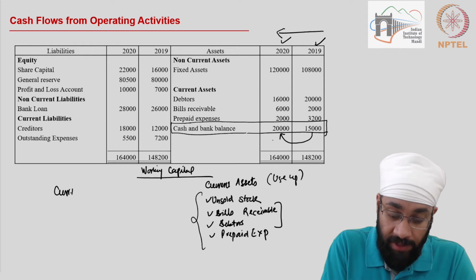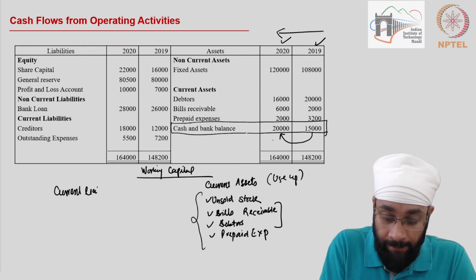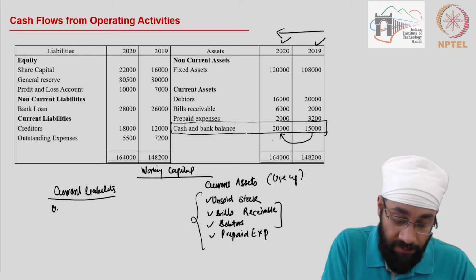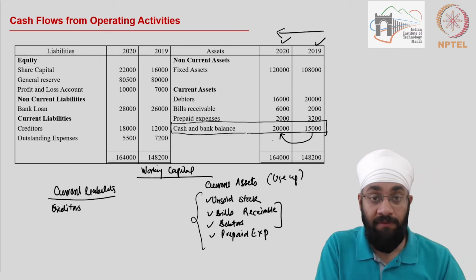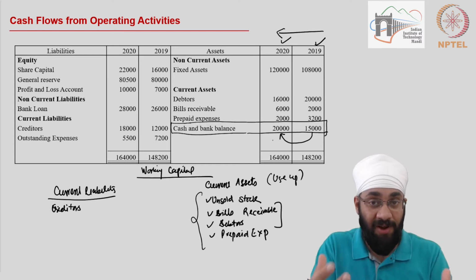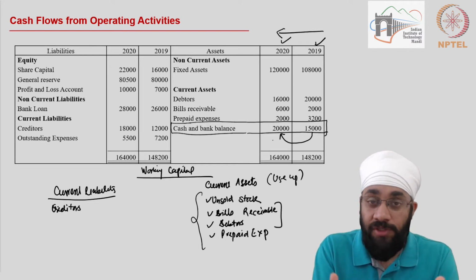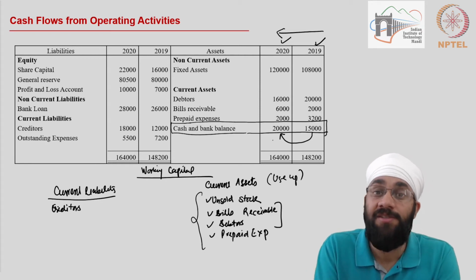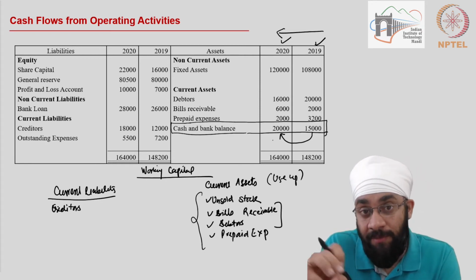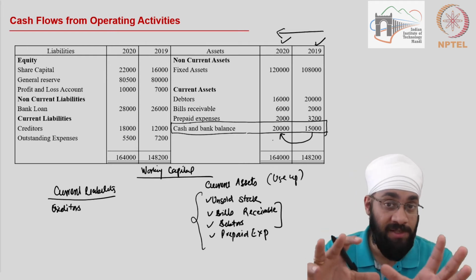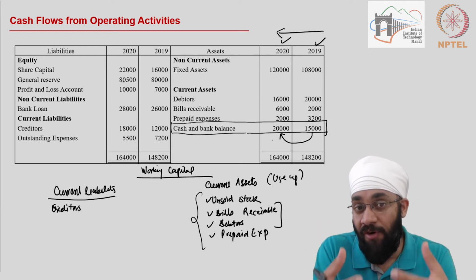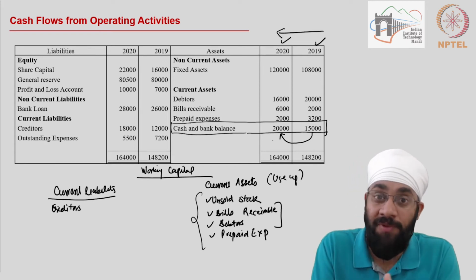On the other hand, current liabilities, for example, you have creditors here. The creditors actually give you some cash. What happens is you purchase from your vendors and you don't pay them. That's kind of saving the cash. You would have paid them, but they said okay, pay us after 2 months. So you have received that cash for 2 months from the creditors.